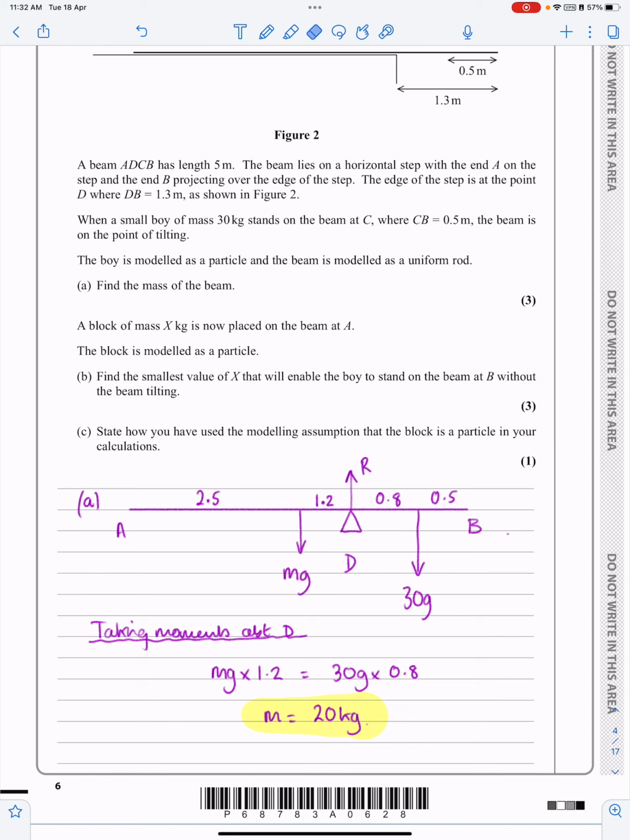One thing I did not mention, but that's just because I did it automatically, was that when it says it's on the point of tilting, then obviously we're able to take the moments about D. So I just didn't mention that part. Okay, hopefully that makes sense.